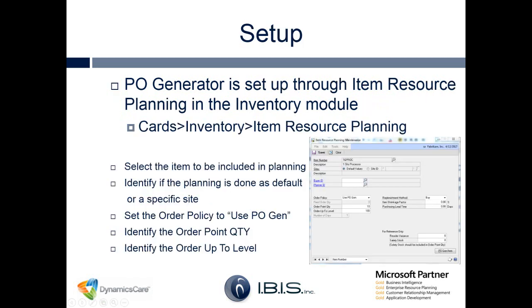So the first piece we're going to walk into is the actual setup of these particular items. The PO generator is set up through the item resource planning in the inventory module. There's a couple different ways that we can get to this. I always go old school, and so I go across the toolbar, and we're going to go to cards, inventory, item resource planning. So we're going to bounce back and forth between the presentation and Great Plains so that we can actually see what it is we're talking about.